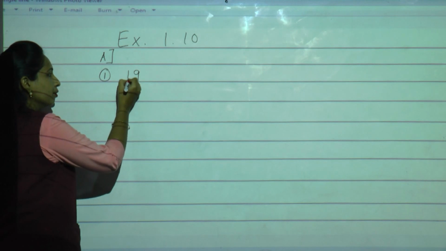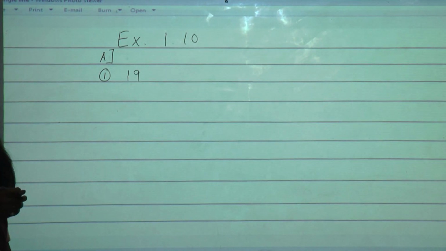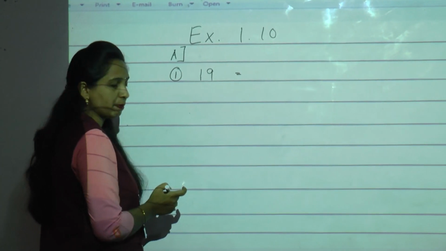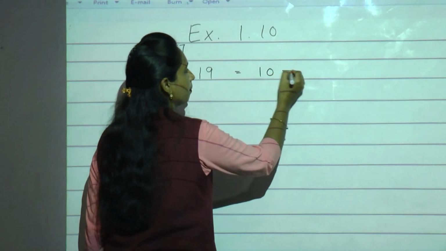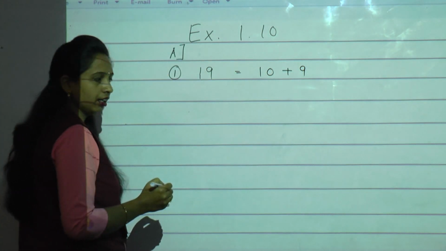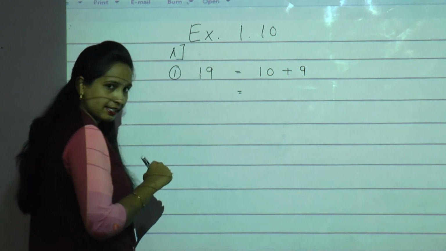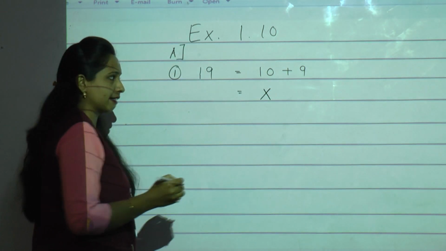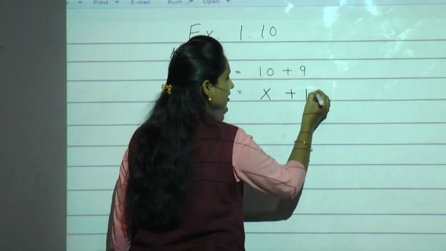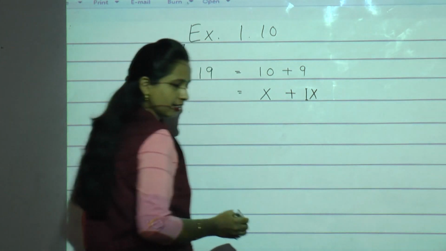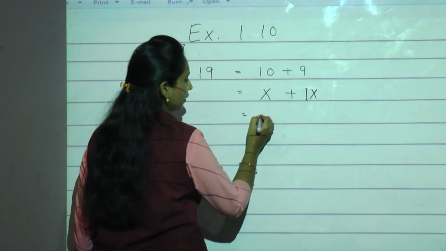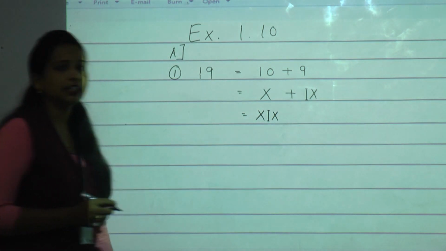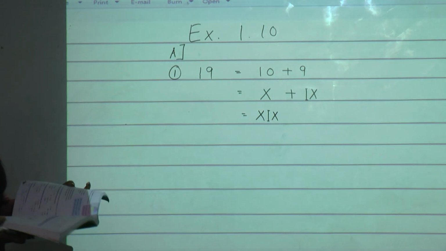Now what we have to do? First we have to expand the number. So how we can expand 19? 10 plus 9. Okay. So 10, how we represent in Roman? As X, and 9 we write as IX. Okay. So write together XIX. Got it? Understood everyone? Very easy.